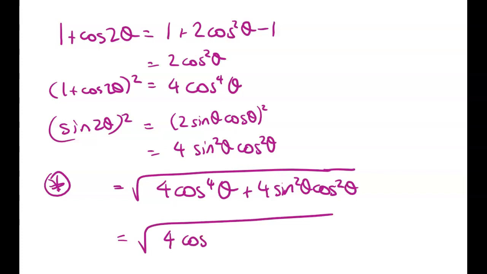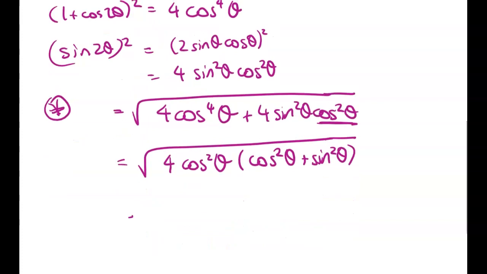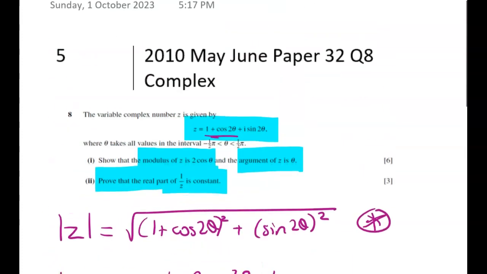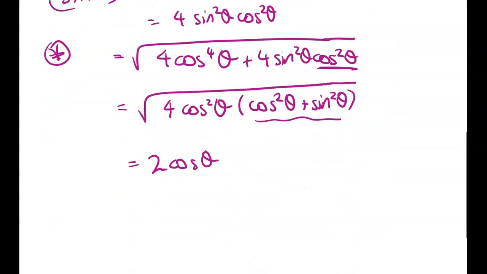We can now take the obvious next step of factorising out the 4 and the cos squared of theta. And we get cos squared of theta plus sine squared of theta. We know that that's equal to 1. So this gives me 2 cos theta, which I think is what we were asked to show, yep, as required. Okay, so we're done with that part.